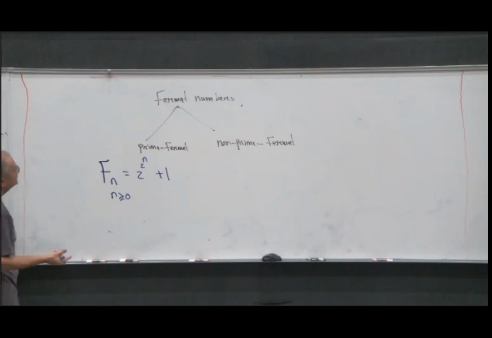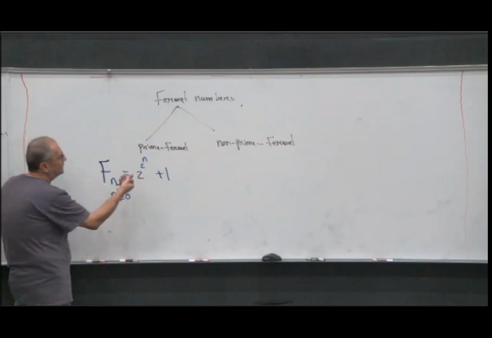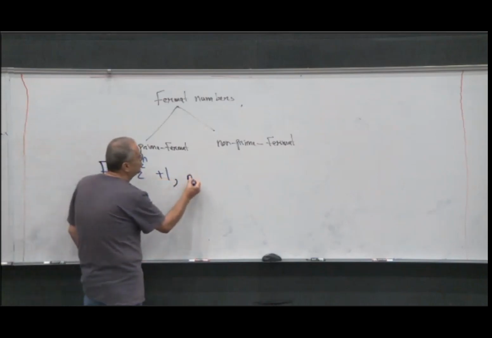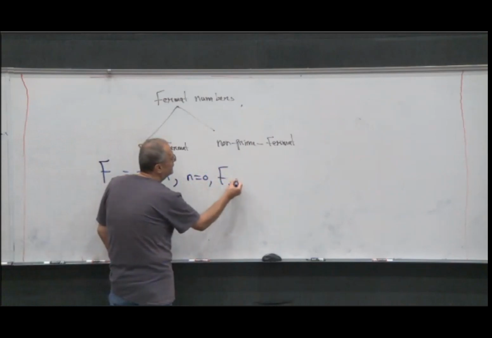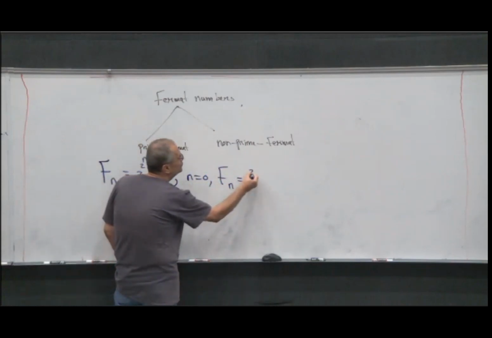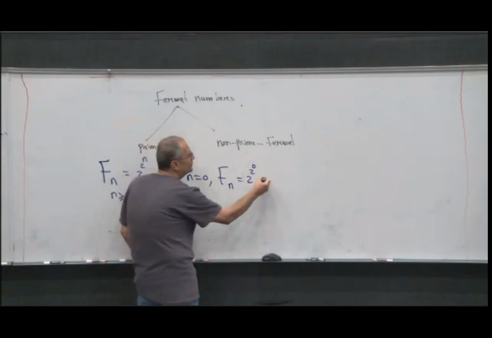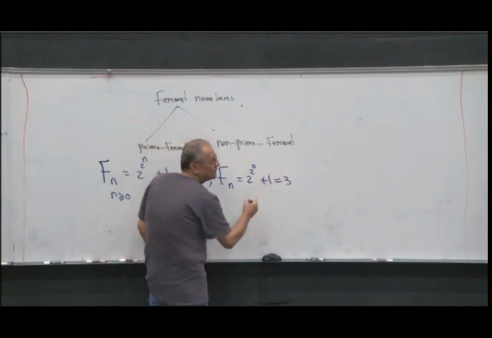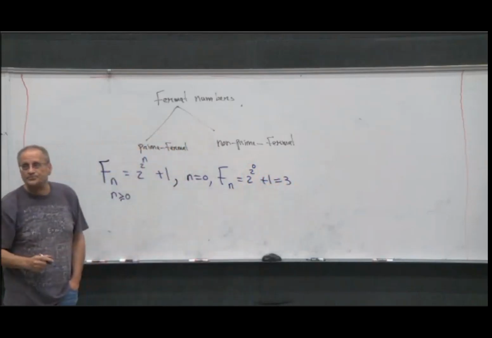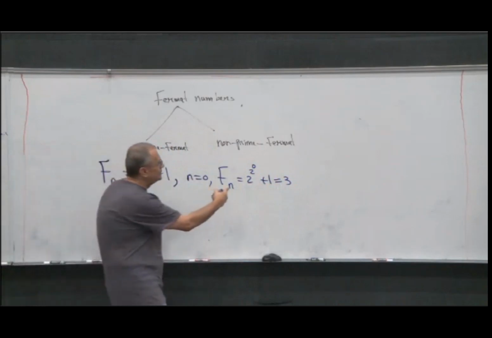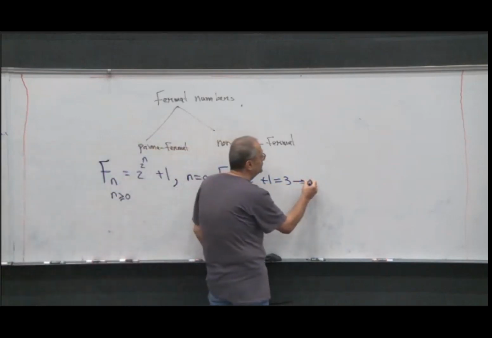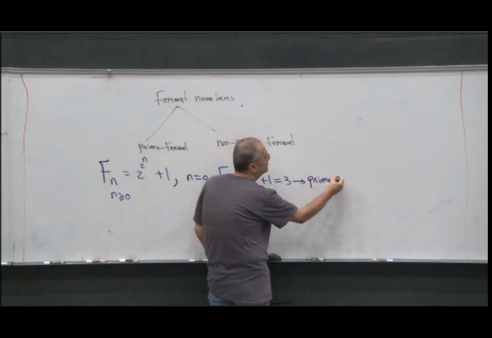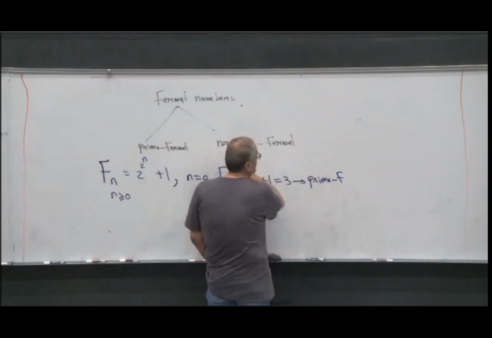The question, let's take an example, let n equal 0. What do we get for F0? This will be 2 to the 2 to the 0, plus 1. That will be 3. So, is 3 prime? So what are we going to call it? Prime Fermat or Fermat prime? What did I define it? Prime.